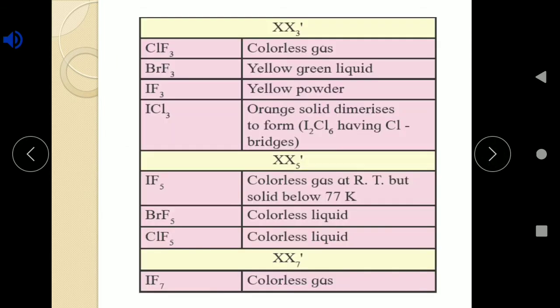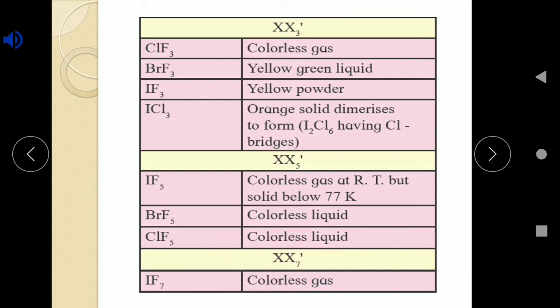Now, second type is XX-3, in which chlorine trifluoride ClF3 will be a colorless gas, BrF3 bromine trifluoride will be in liquid state, yellow green color, while IF3 is a yellow colored powder, that means solid state, while ICl3 is a solid of orange color. XX-5, in which IF5 is a colorless gas at room temperature, but at 77 Kelvin it is in solid state. BrF5 is again a colorless liquid like ClF5.